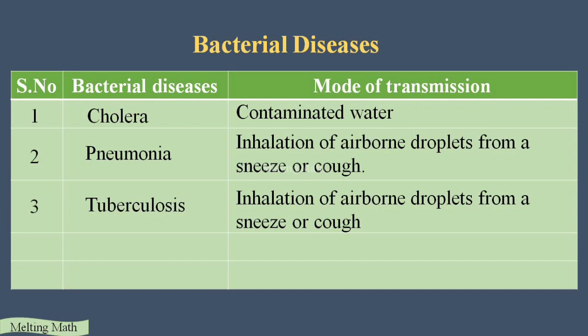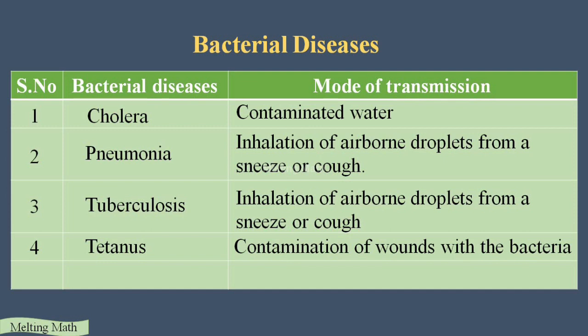Next one is tetanus. Its mode of transmission is contamination of wounds. Wounds are nothing but scratches in your body. When we have wounds on our hand or leg, it's easy for the bacteria to spread the disease through the wounds and scratches. Okay, next, the final one is typhoid. Typhoid's mode of transmission is contaminated food or water. If you eat contaminated food or water, it will cause typhoid. It's a bacterial disease.